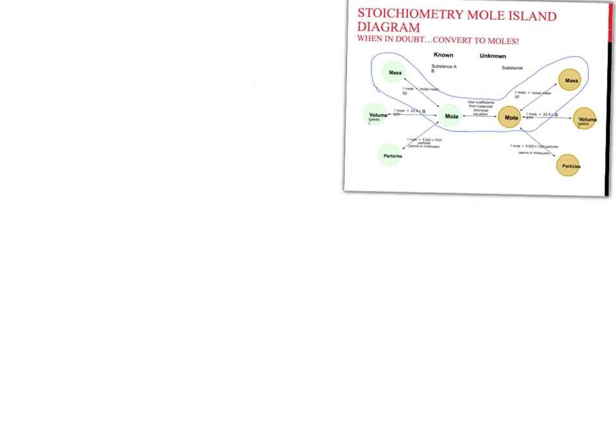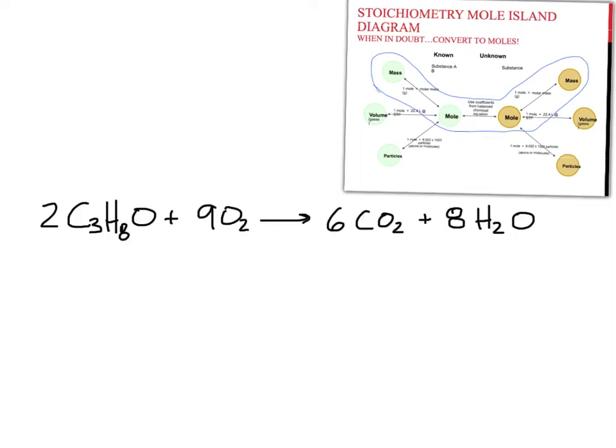Let's take an example problem of, we'll do propanol burning. So here's our balanced chemical reaction, and we're going to need this in order to make this complete journey. So let's start off simple. Let's say we have 3 moles, so 3.0 moles of C3H8O. So from 3 moles of propanol, C3H8O, how many moles of, let's say, carbon dioxide can we make?